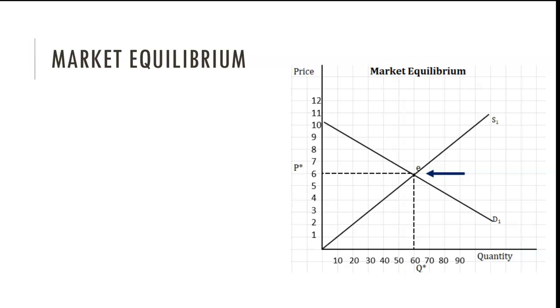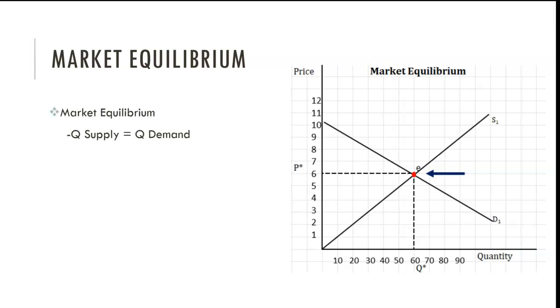On a graph, here we have our supply curve, downward sloping demand curve, and this point where they intersect with each other, this is going to be our equilibrium point. That's going to be represented with P star and Q star to show that it's the equilibrium, the one point on the graph where buyers and sellers agree with each other.